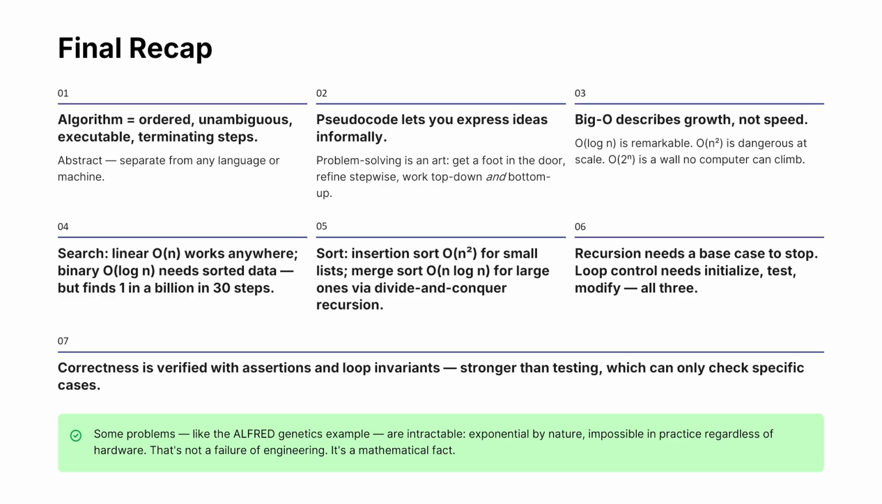Let's land this. An algorithm is an ordered, unambiguous, executable set of steps that terminates. It's abstract, separate from any particular programming language or representation. A program is how you write it down. A process is how you run it. Pseudocode lets you express algorithms informally, close enough to code to be precise, loose enough to focus on ideas.